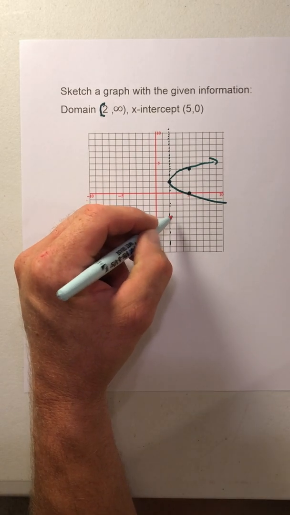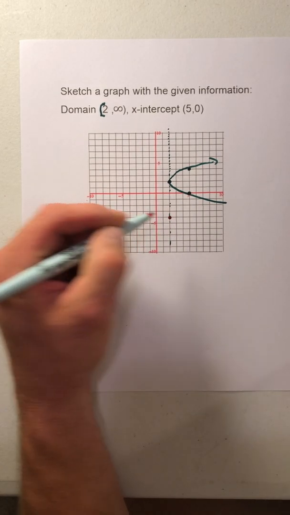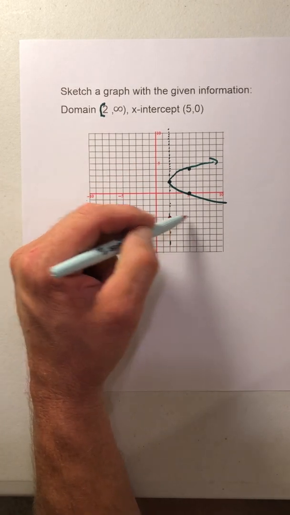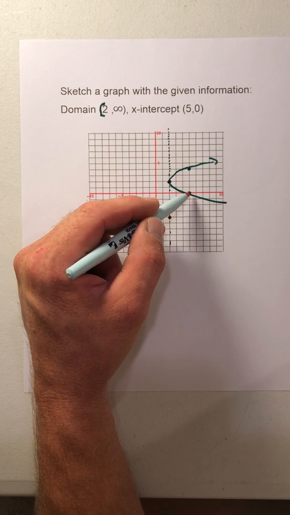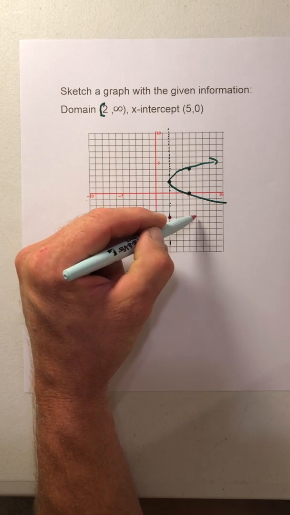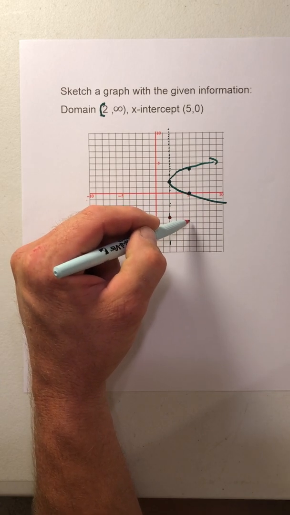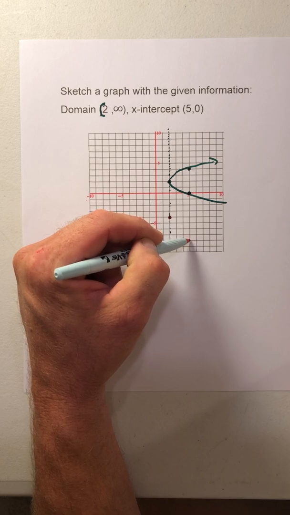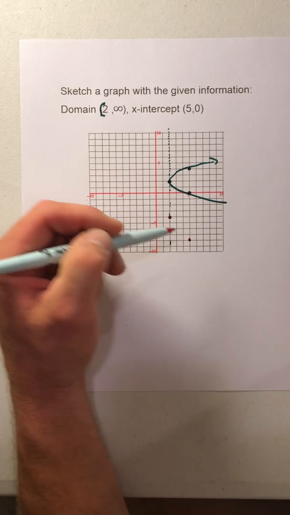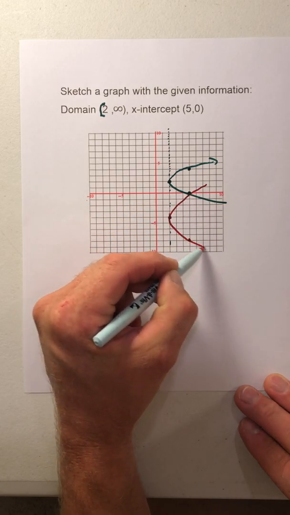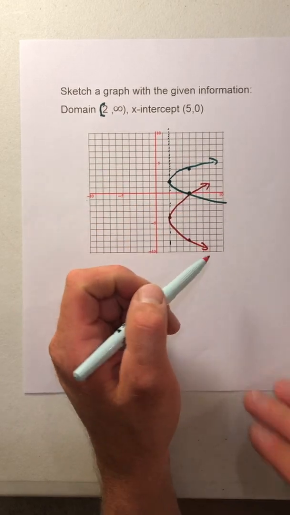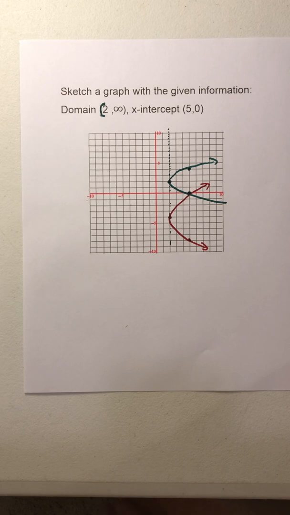Likewise, maybe I had my point down here. Again, that would give us a domain larger than 2. I can go through that x-intercept of 5, 0. I here have an axis of symmetry, and I can come down 4 here, if I can do it correctly. Looks about right. And I can draw in my graph there. So again, those would be 2 acceptable graphs. There's an infinite number of acceptable graphs that would satisfy this information.